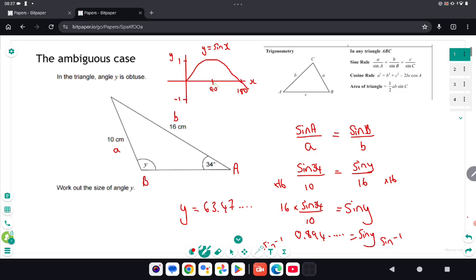So the sin of 63 is exactly the same as the sin of another answer here. Okay, so let's just look at the symmetry of our graph. This is 63.47 in, so that gap there is 63.47. So I'm going to do 180 minus 63.47, which is 116.5. So that's your value there, and that is the obtuse angle here.